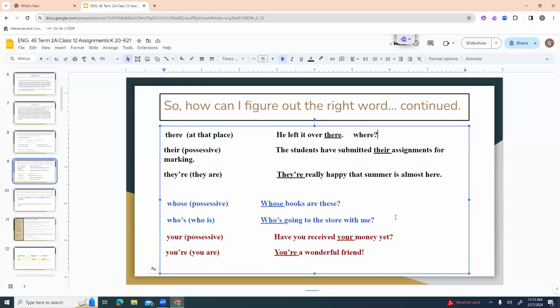And then the last one here is your, y-o-u-r, possessive, and you're, y-o-u apostrophe r-e, short for you are. It's a contraction. Your, have you received your money yet? And then we've got you're a wonderful friend, as in you are. And again, like we've talked over and over about with the contraction, spread it back out. You are a wonderful friend. That makes sense, so I've spelled it correctly.